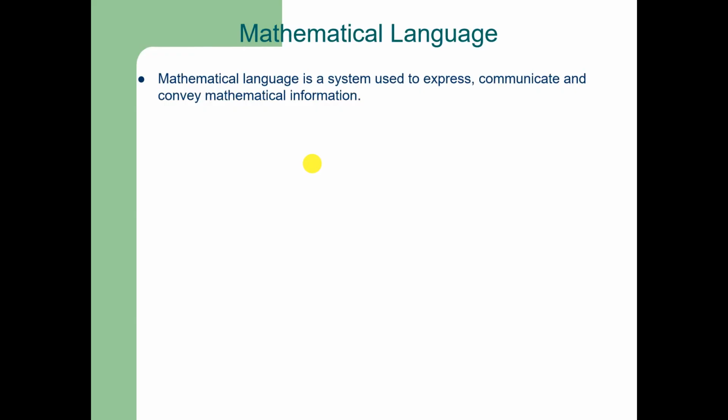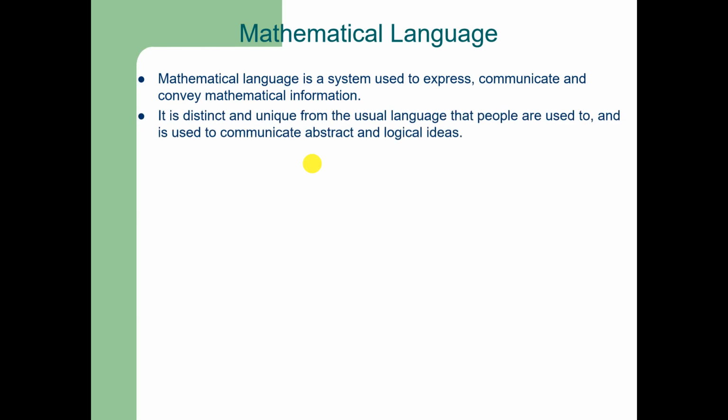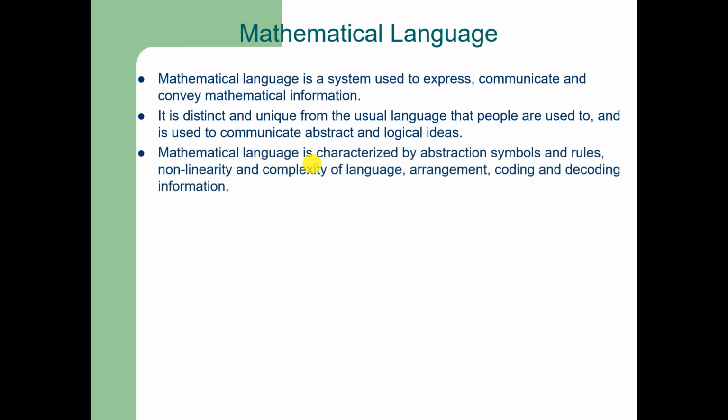So far as the idea of mathematical language is concerned, it is a system which is used to express, communicate, and convey mathematical information. It is distinct and unique from other such languages that we are used to and is used to communicate abstract and logical ideas. In mathematics, the ideas are logical and they may be abstract sometimes. Mathematical language is also characterized by abstraction, symbols, rules, nonlinearity, and complexity of language arrangement, coding, and decoding information.